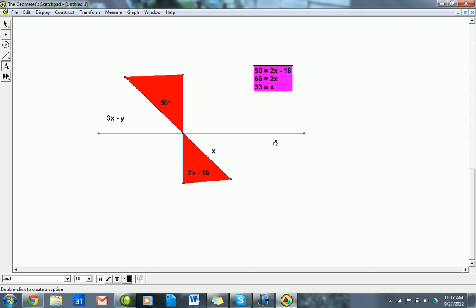Okay. So now I'm going to plug that 33 in for x here. X is 33. I'm going to just replace it by the substitution property. I'm going to plug a 33 in here for that x. 3 times 33 is 99. Everybody cool with that? And so now I'm able to solve for y because these two angles are also vertical angles.